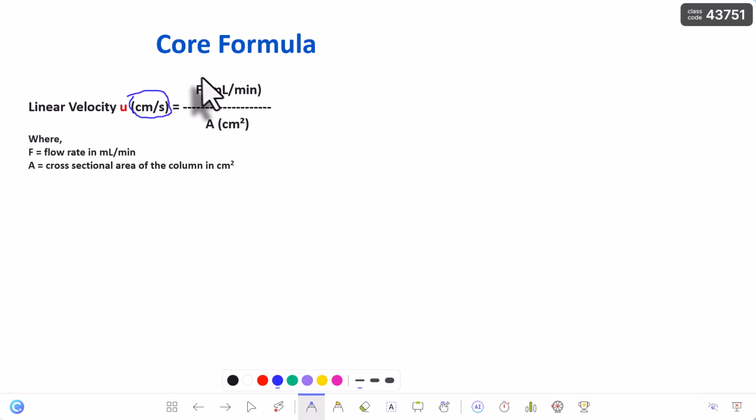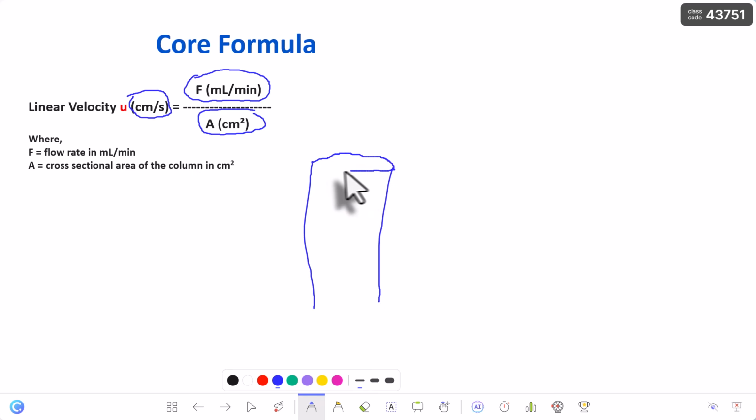So here is the core calculation formula for linear velocity in centimeter per second. It is nothing but the flow rate in ml per minute divided by the cross-sectional area of the column. The column is nothing but a hollow cylinder, and one can calculate the cross-sectional area of the column if you know the diameter of the column. We'll talk about the calculation of A, the cross-sectional area, also.